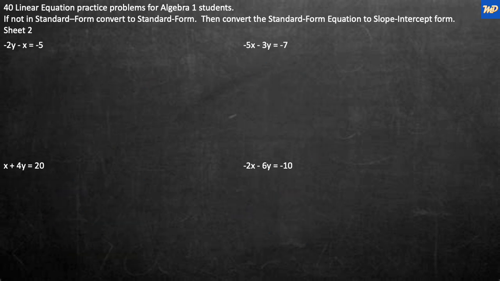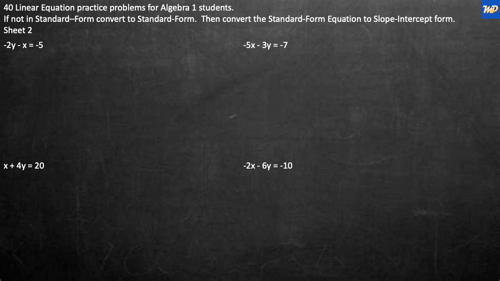Okay, so we know the rules. Convert to standard form first, and then from standard form, convert to slope-intercept form. Let's look at this first one. We see that, first of all, we have a y first, and the x is second. The standard form says it wants the x first. So what we're going to do is flip it around.